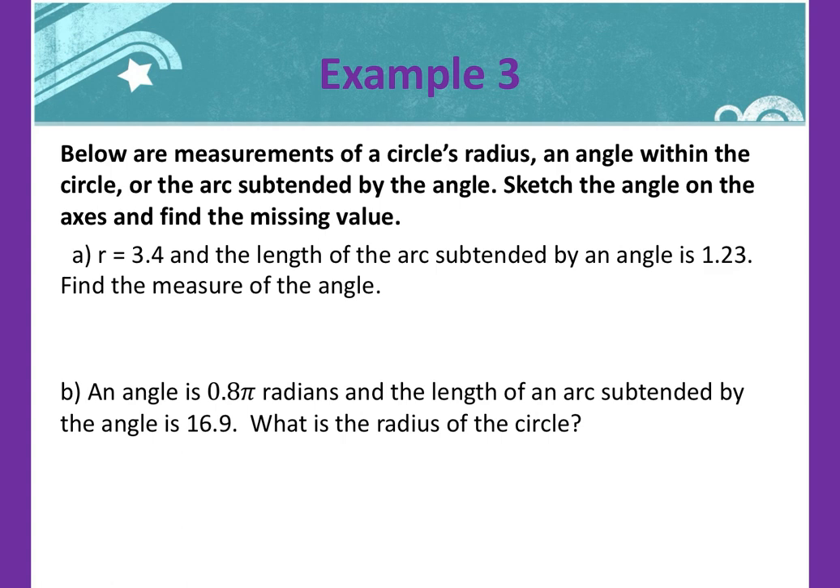So, literally the chunk of the arc that's formed by the angle. Subtended is a weird word. It just means the arc formed, okay? But it is the word that they use. Sketch the angle on the axis and then find the missing value.